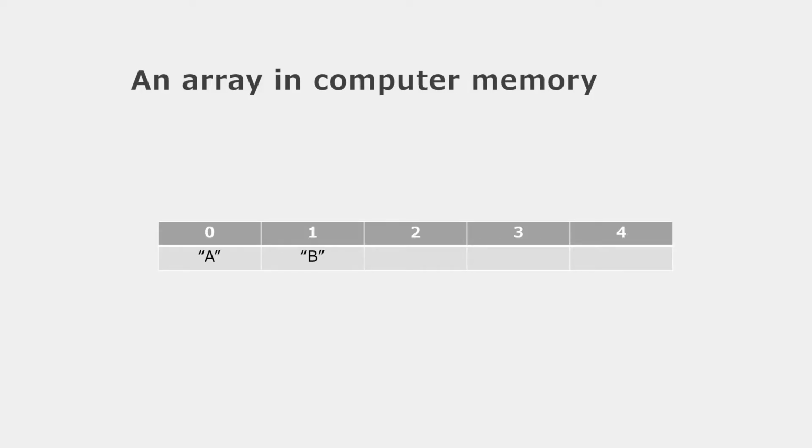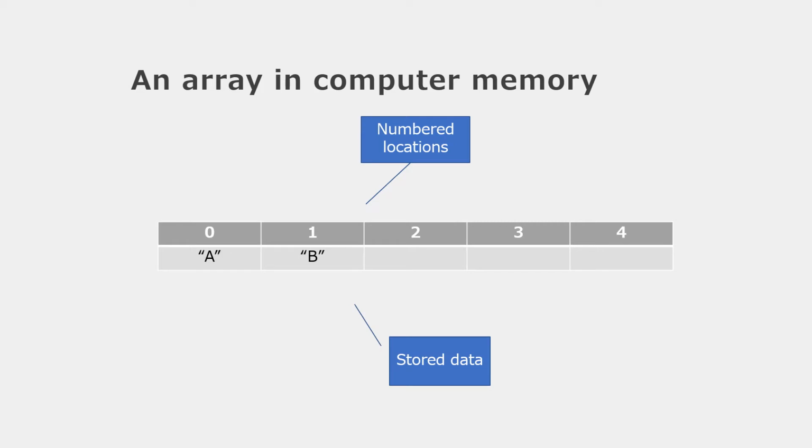So here's an example of an array in computer memory. This is the basic structure of the computer's memory. There are a large number of numbered data locations, and data of different kinds can be stored in those locations. So this is what we're working with when we work with data inside the computer.